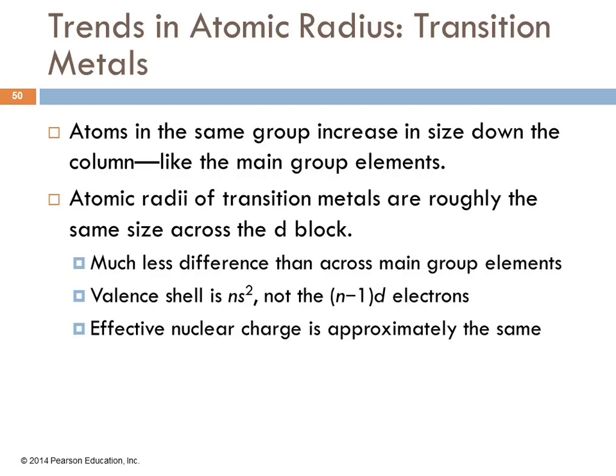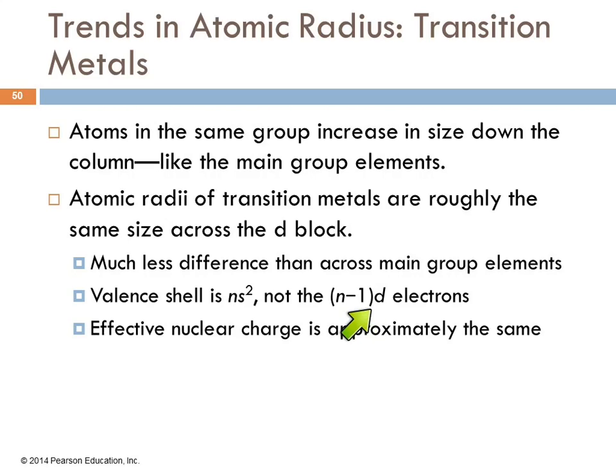Then there's those transition elements. In the same group, even in the transition elements, we do see an increase in size as you go down a column, just like the main group elements. But when we go across, the atomic radii don't change very much. And that's because they have the same number of valence electrons.